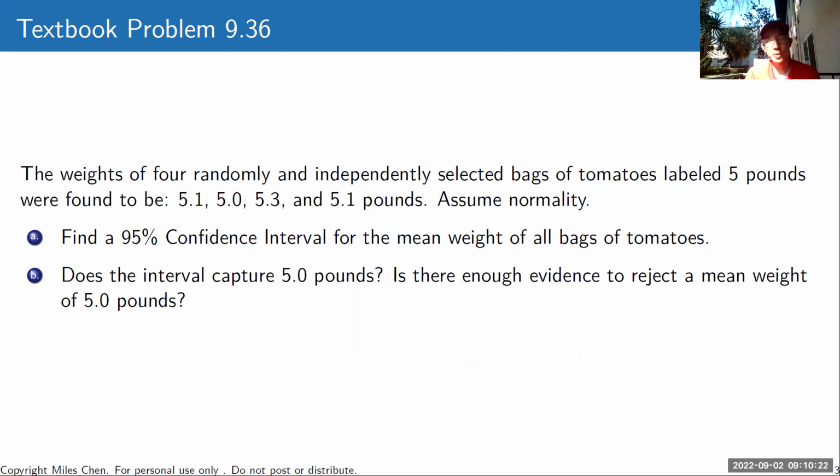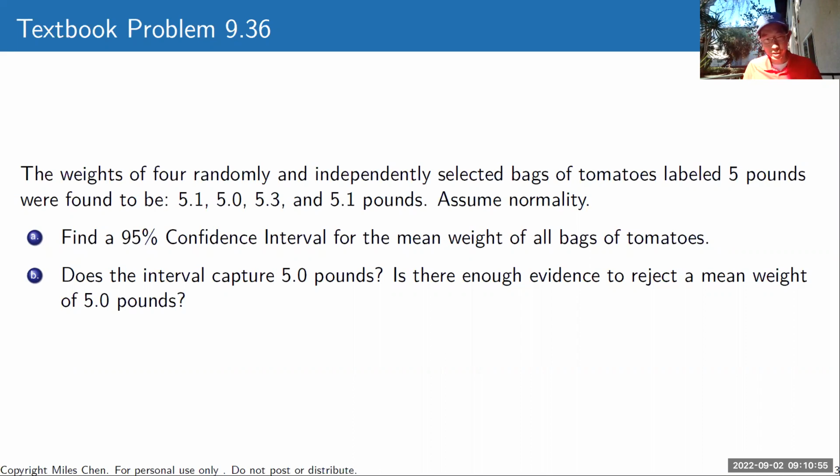I wrote tomatoes, but probably potatoes is actually going to be a better situation here, because I don't think they sell bags of tomatoes so much at the grocery store, but they do sell bags of potatoes. So anyway, let's say you buy a bag of potatoes. It's labeled 5 pounds. And you decide you're going to weigh how much these bags actually weigh. They say 5 pounds on the label, but are they actually 5 pounds?